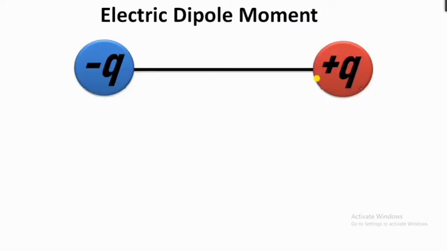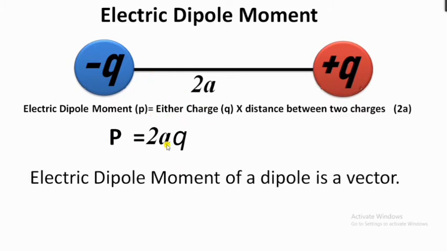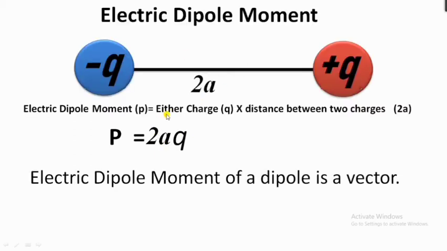An electric dipole is equal and opposite charges separated by a small distance 2a, and the electric dipole moment is given by either charge times the distance between the charges. So q is the charge and 2a is the distance between the charges. Electric dipole moment is a vector quantity and its direction is from negative charge to positive charge, and the unit of electric dipole moment is coulomb meter.